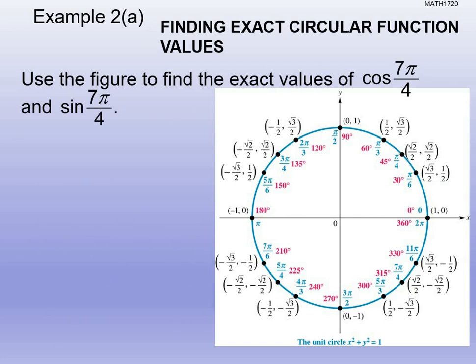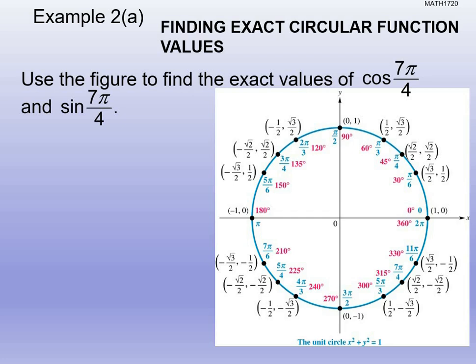Alright, so we want to use this figure. What is this figure? This is the unit circle. If I were you, in your notes I would make sure that you write out the unit circle. We may have a quiz where you have to fill in all the different values. You need to know all the points, all the degrees, and all of the radian portions of this. So let's figure out the exact values of cosine of 7π/4 and sine of 7π/4.